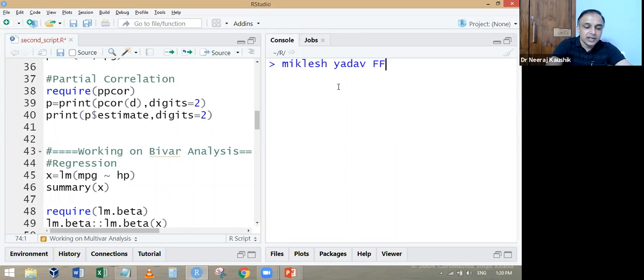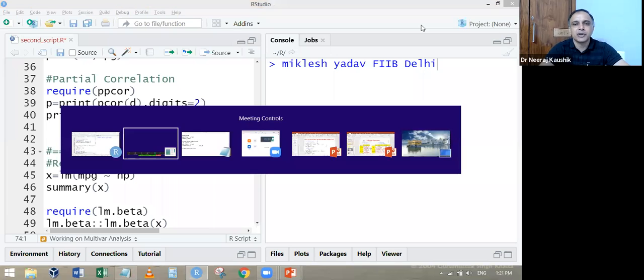He is at FIIB Delhi. Earlier, in offline mode, anyone could go, with no registration fees, no charges, nothing, free of cost. Go and learn from it. Miklesh is a bit of a Santa Claus. So go to the YouTube channel of Miklesh. He has explained everything, and he will be more than happy to help you with any query. We all feel very happy if we can help you in any way.